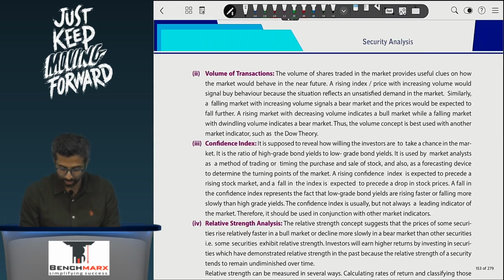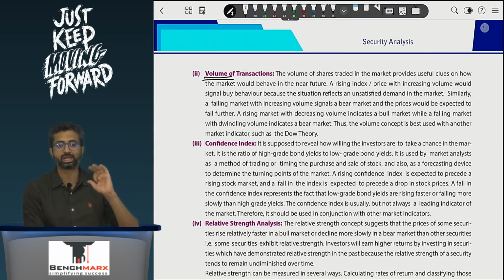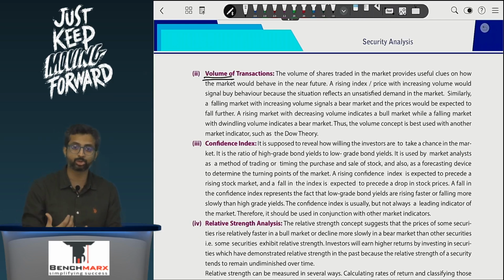Next, you have volume of transactions. Very important. Technical indicators generally सिर्फ price देख के कुछ भी नहीं करते. They look at the price at adequate volumes. So if price change is backed by adequate volumes, that is a much more convincing move as compared to just inadequate volumes. Not a very convincing move. Volume is very important when you look at technical movements.